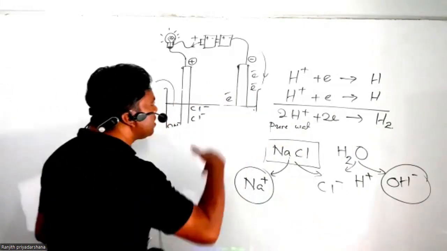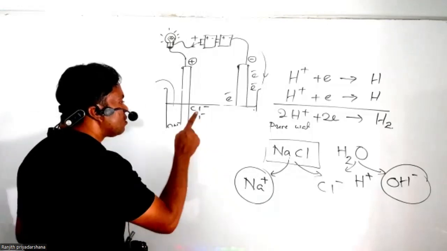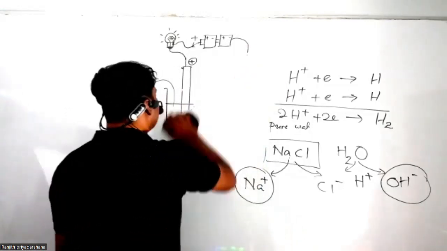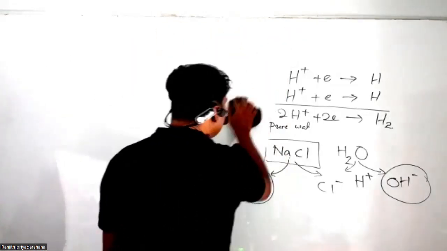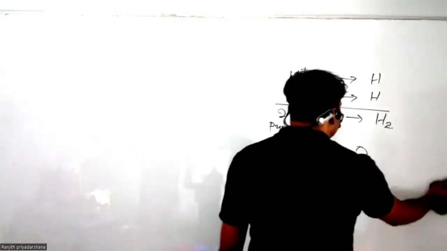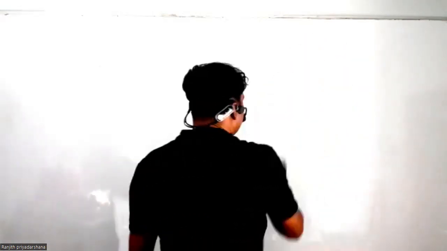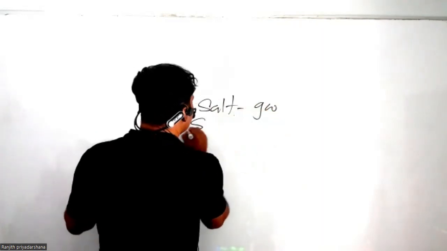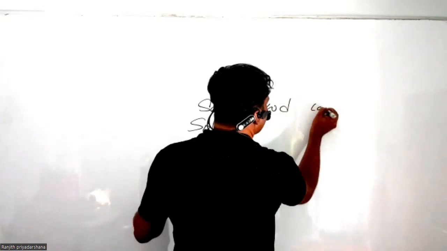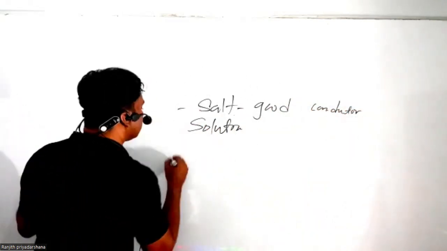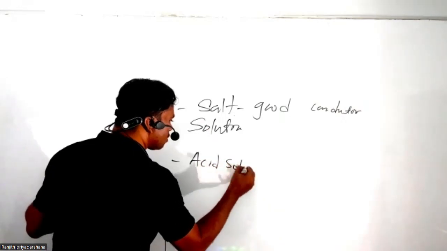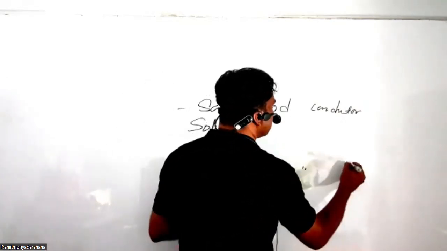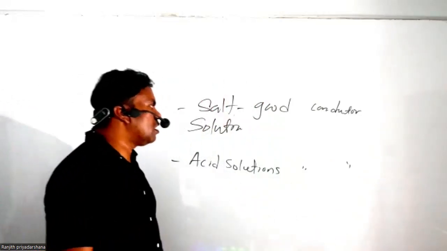So what did you learn from this? Salt solutions can conduct electricity. Another thing you learned: salt solution is a good conductor. Right, and there are others too: acid solutions are good conductors. That is, acid solution is a good conductor.